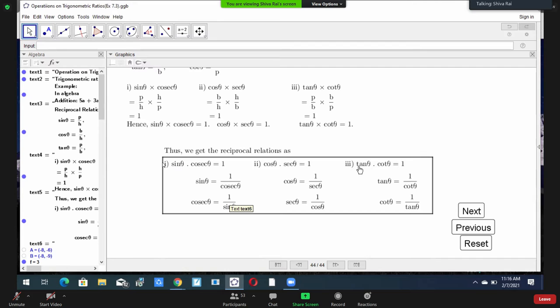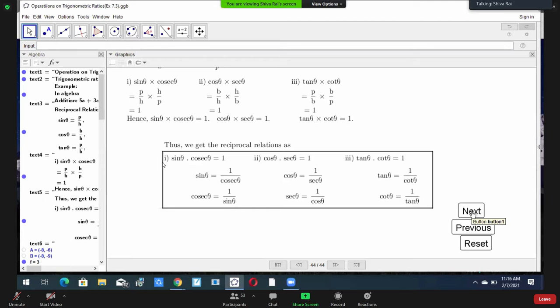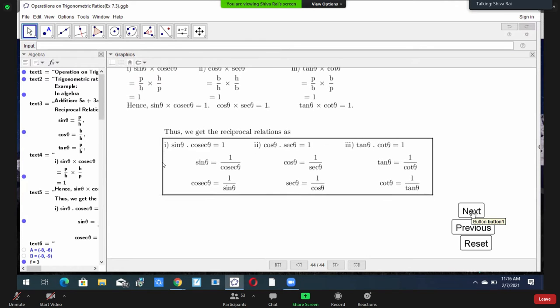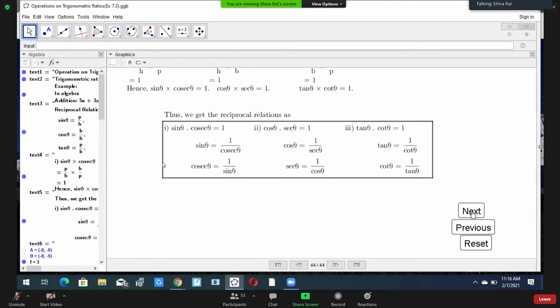Now, third reciprocal relation: tan theta into cot theta equal to 1. Tan theta equal to 1 upon cot theta, and cot theta equal to 1 upon tan theta. These are the reciprocal relations. Don't forget. Okay, in the coming days, we will apply these relations. So, you are getting more relations in trigonometric ratios.